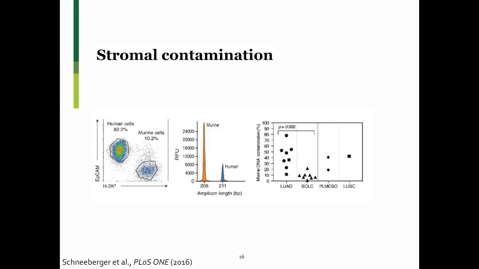And it was gratifying to see that once we started to calculate the amount of contamination, in the lung adenocarcinoma PDX, we saw that the tumors were more diffuse and more infiltrated with stroma than, for example, in small cell lung cancer. And this really reflects what the histology of these tumors looks like.